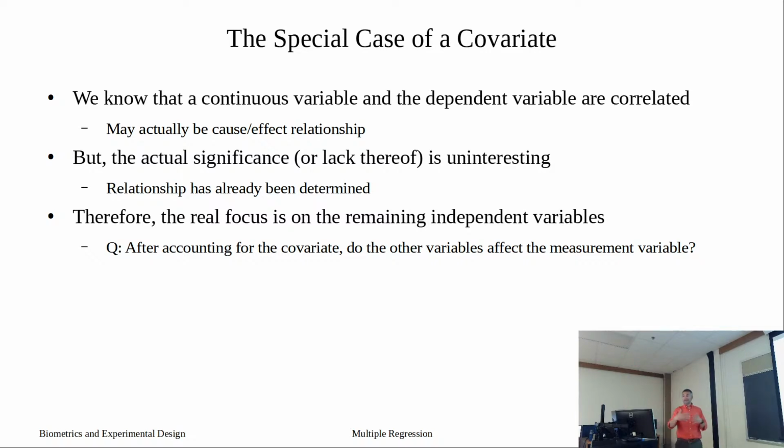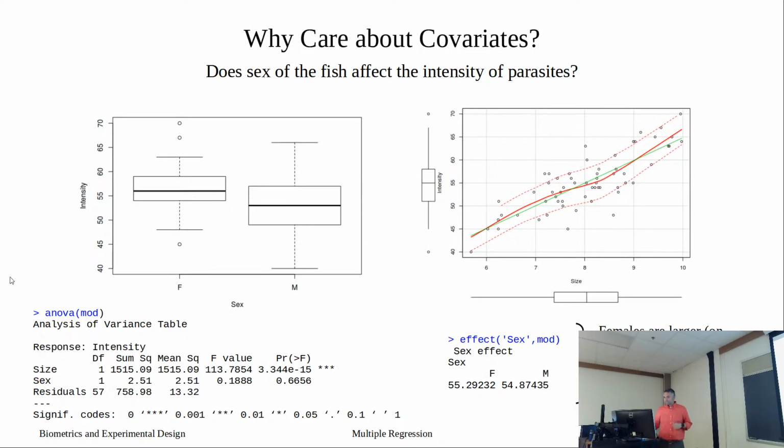Is it actually the length of the fish? Or is there some sort of sex difference between the behavior of the female fish and the behavior of the male fish? So what we do is we create our model and we make sure that that covariate, that length, is entered in first and remains in our model so that we can better understand, is there an effect of sex or not? All right?